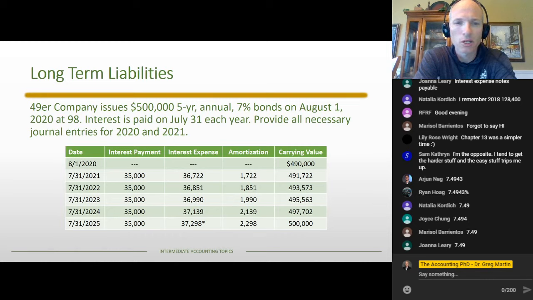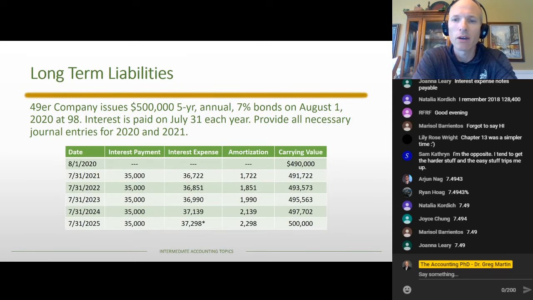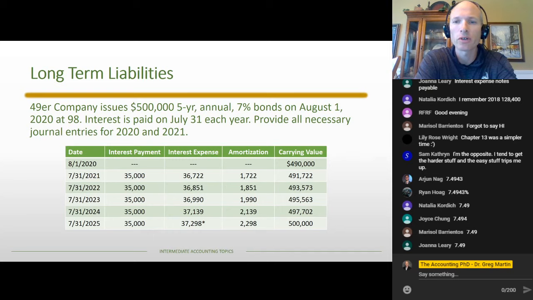It's an interest payment. It's the contractual interest payment. The interest expense, if you're going to get something wrong, that's probably where you're going to make the mistake. You're taking the bond yield, which we just calculated on the previous slide, 7.4943%, and we're applying that percent to the carrying value. And so 490,000 times 7.49% is where we get the interest expense of 36,722. The amortization is the difference between the expense and the payment. Now in this case, it's a discount bond, so the amortization goes as an increase to the carrying value as the discount balance gets reduced.